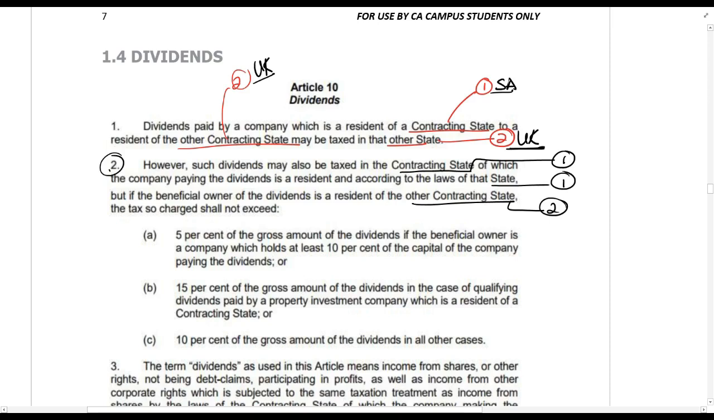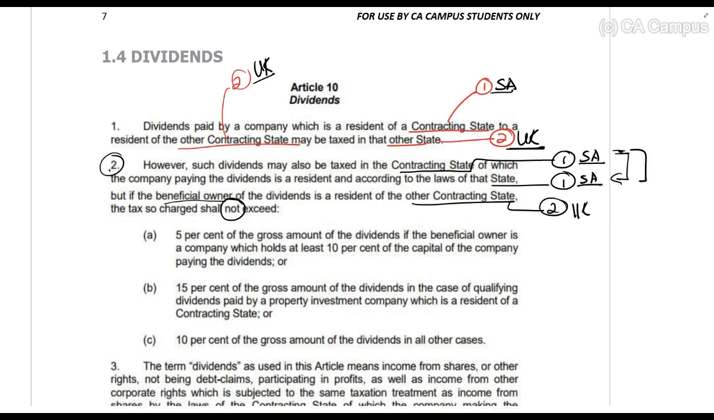So they say, however, let's make number 1 South Africa again and number 2 the UK. However, such dividends may also be taxed in South Africa, of which the company paying the dividends is a resident, and then according to the laws of South Africa. So they say, if a South African company pays it, it may be taxed in South Africa. But if the beneficial owner, this is the owner of the shares, so the shareholder of the dividends, is a resident of the UK, that tax charge shall not exceed. So if a South African company pays a dividend to someone else, there is South African tax payable.